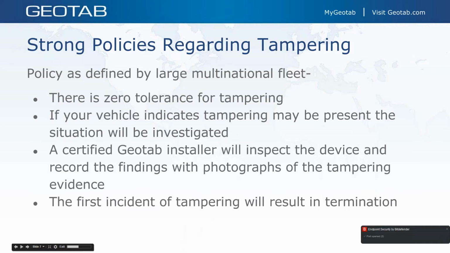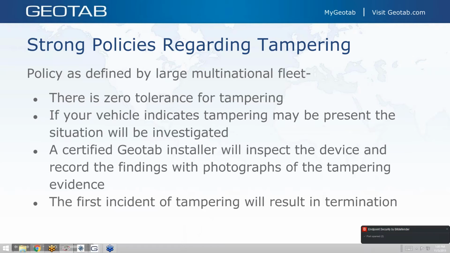As written by a large multinational fleet that we work with, there is a zero tolerance for tampering. If your vehicle indicates that tampering may be present, the situation will be investigated. A certified Geotab installer will inspect the device and record the findings with photographs of the tampering evidence. The first incident of tampering will result in termination. The fleets that rely on this data rely on it so heavily that if you're going to take that data away from them, you no longer get to work for that company.